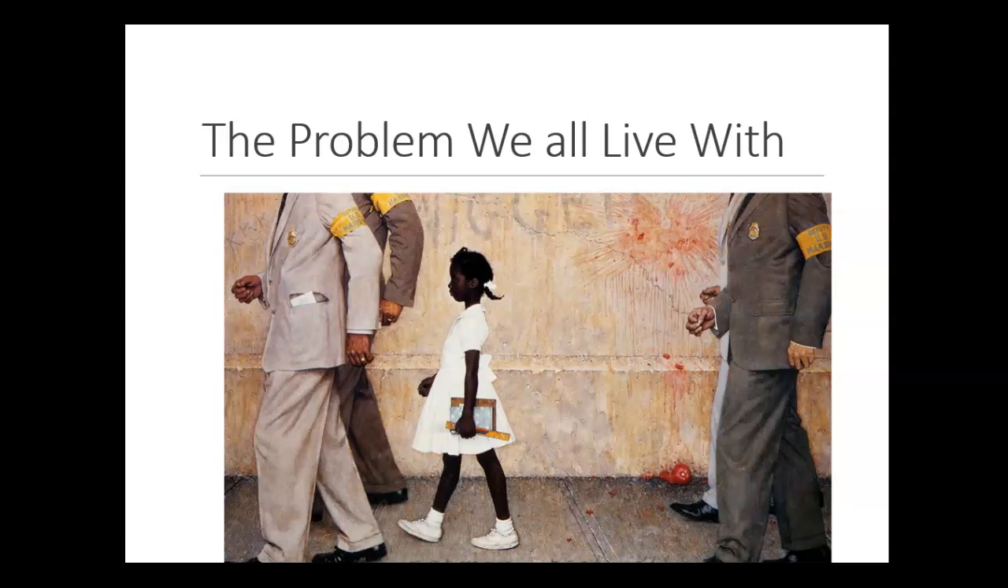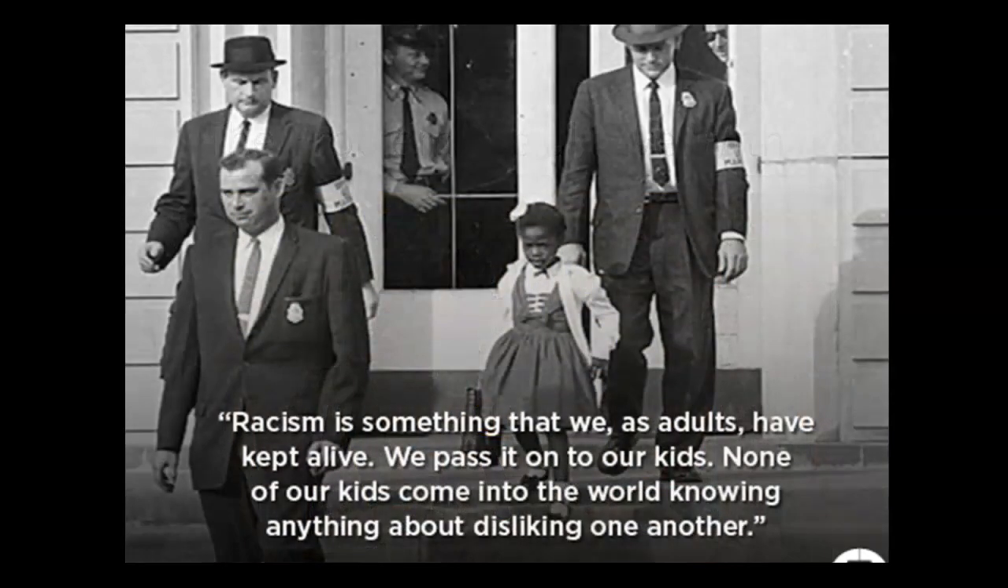Looking back at the experience, Ruby said later as a young woman, "Racism is something that we as adults have kept alive. We pass it on to our kids. None of our kids come into this world knowing anything about disliking one another."